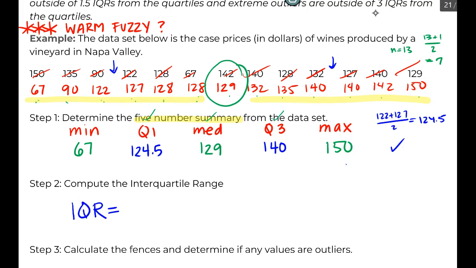IQR. All right. The IQR is just Q3 minus Q1. This is normally not something I actually put on the exam because you have to do that for the next step anyways. So this is not something you get points on for the exam. So 140 minus 124.5 is 15.5.